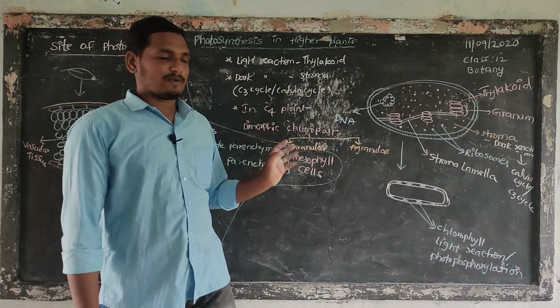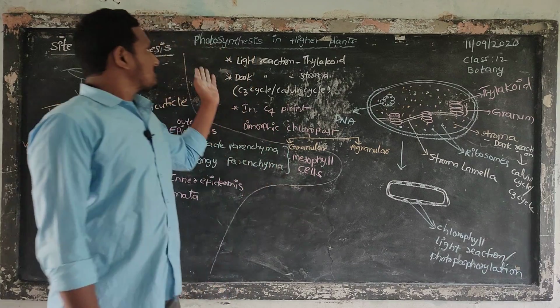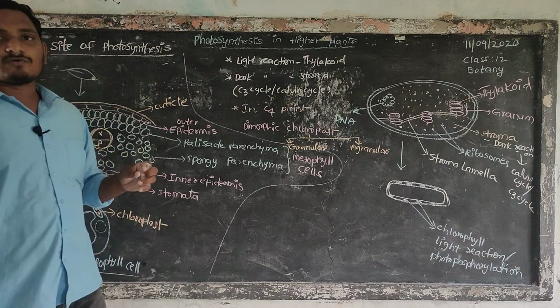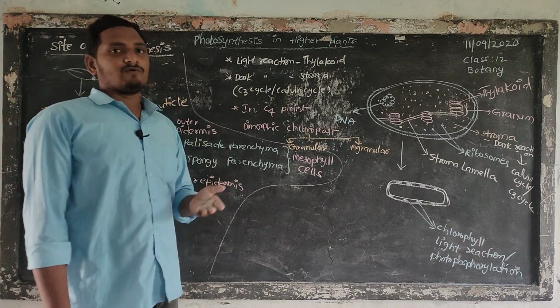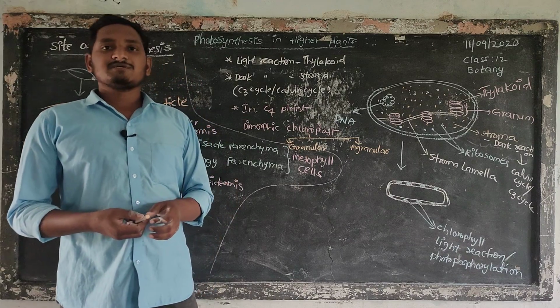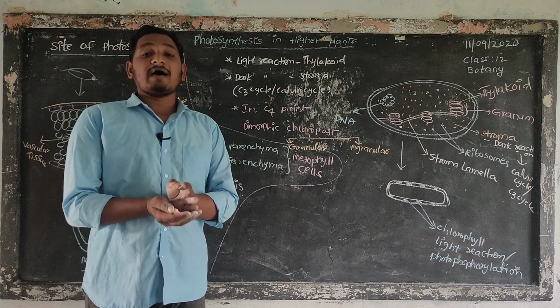In C4 plants, this is the exact information for the site of photosynthesis. And in the next class we will discuss the absorption spectrum or action spectrum.